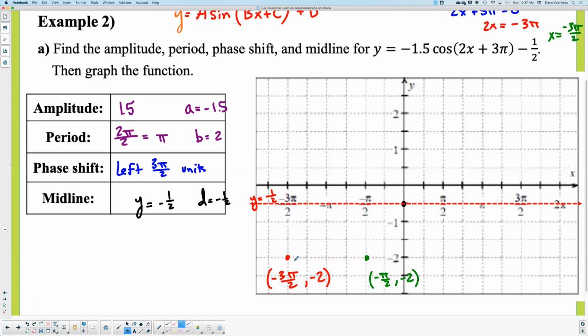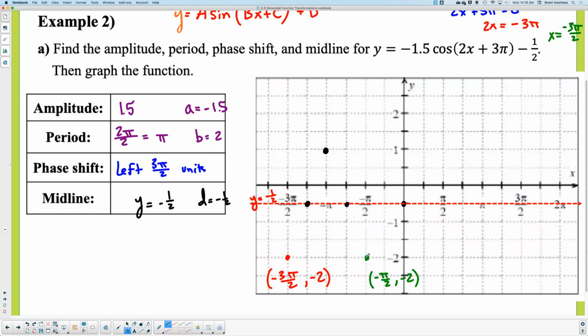Okay, let's fill in the points in between. Now this is nice. How many blocks do I have open in between these 2 points? 3, which is how many key points I have. So it's perfect. I go from a minimum to its 0, and from its 0 to its maximum 1.5 up. And from its maximum back to its 0. And from its 0 to the minimum.